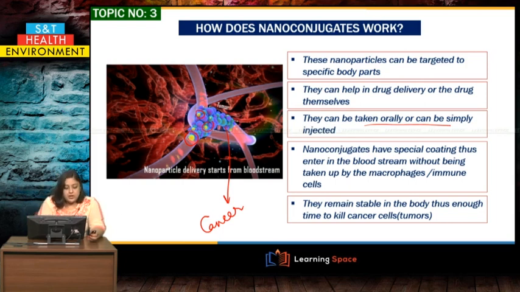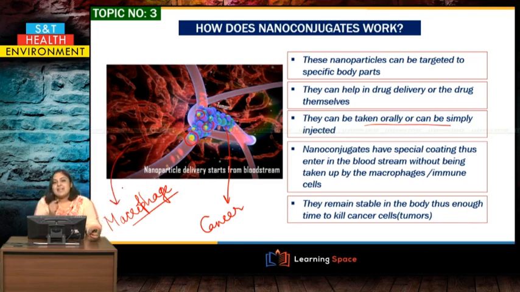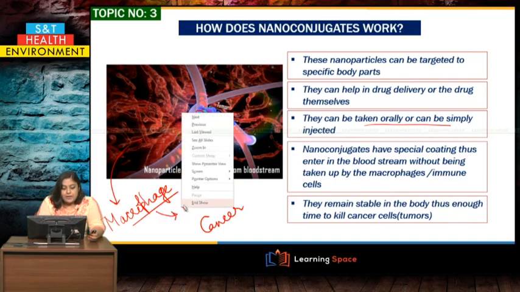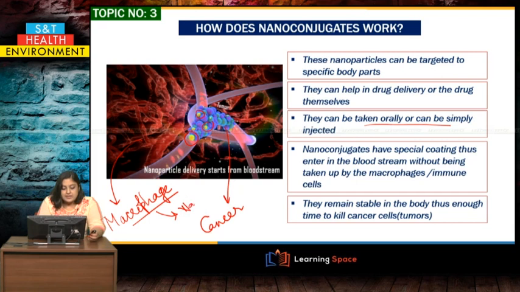destruction? We also know there is a cell called a macrophage. They are our defense cells. In the blood we have some cells called macrophages. Macrophages can destroy the nanoparticles or the nanoconjugates here.